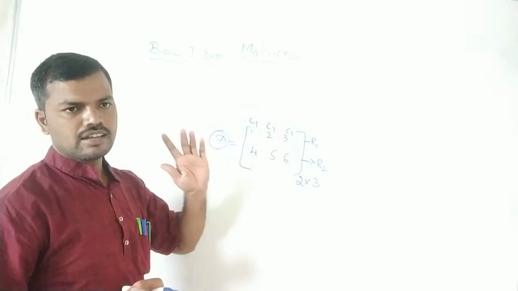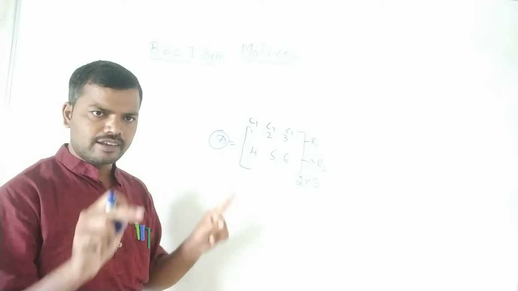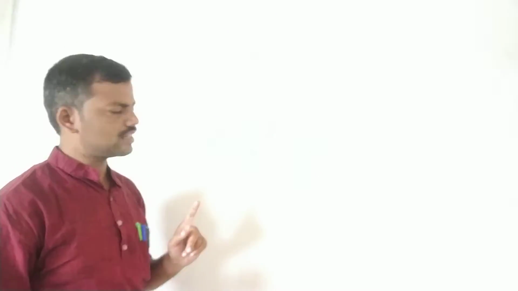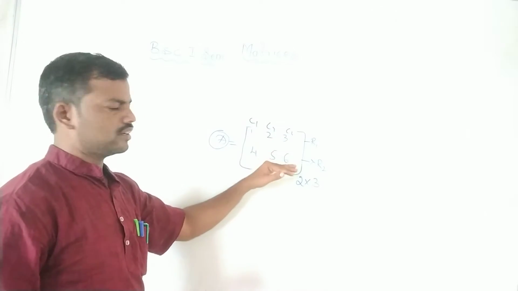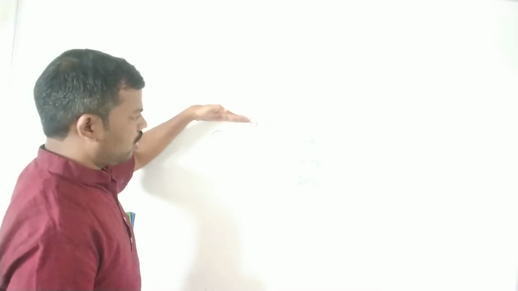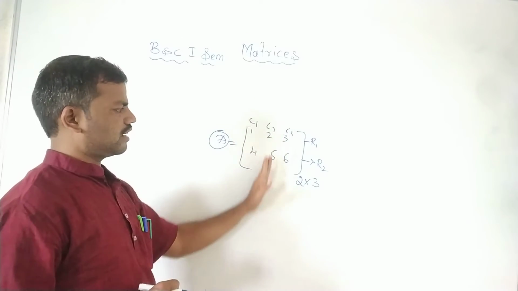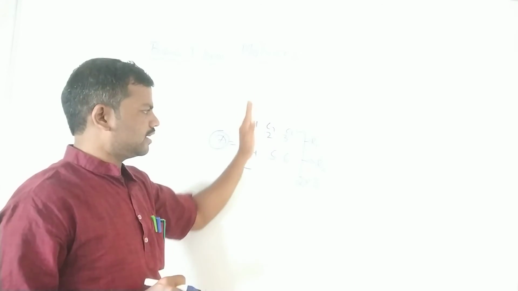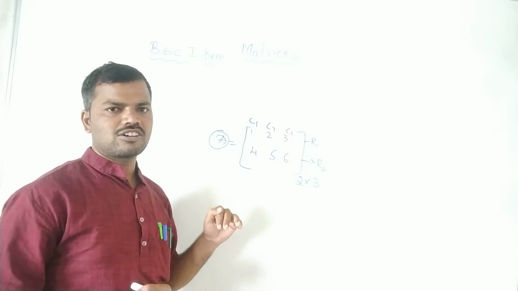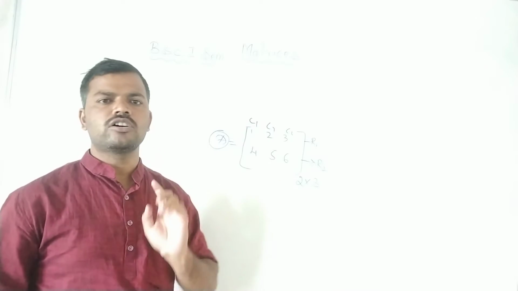So the matrix means what? A systematic arrangement of numbers in a rectangular bracket in rows and columns is called a matrix. The horizontal arrangement is called a row, and the vertical arrangement is called columns. Vertically we have columns, and horizontal lines are called rows. So rows into columns is called the order of the matrix.